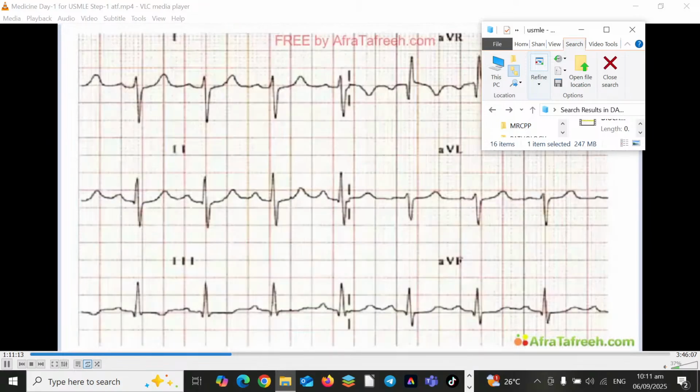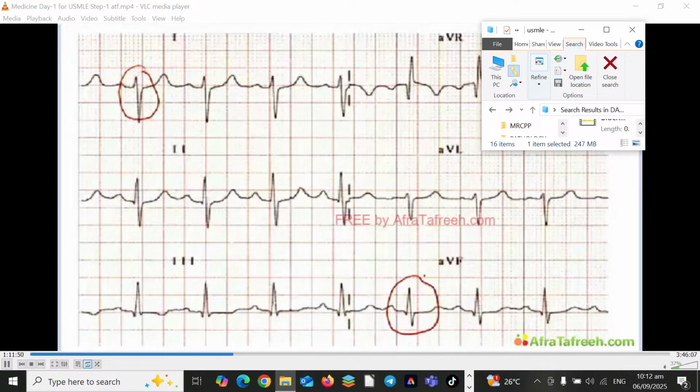Please answer this one. Correct. So it is right axis deviation. Again, we have lead 1. This is a negative deflection. This is how a typical negative deflection would look. Lead AVF is a positive deflection.